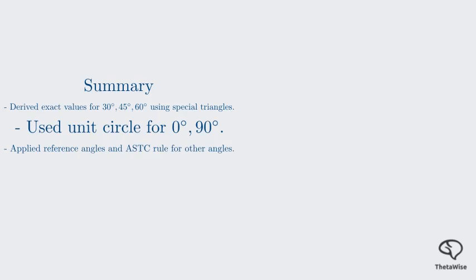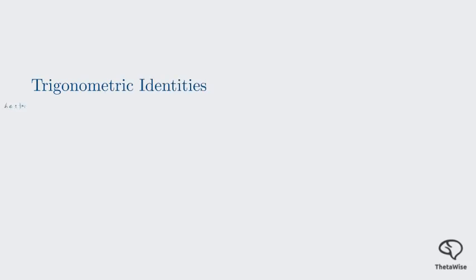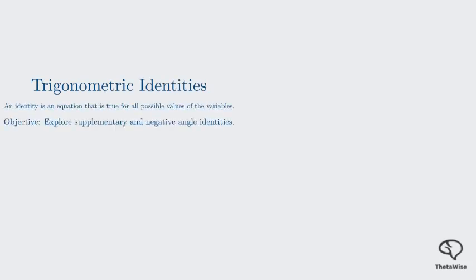A powerful tool in trigonometry is the concept of identities. An identity is an equation that is true for all possible values of the variables. Our objective in this scene is to explore a set of supplementary and negative angle identities. Supplementary angles are angles that add up to 180 degrees, or π radians. Let's see how the trigonometric ratios of an angle relate to the ratios of its supplement.